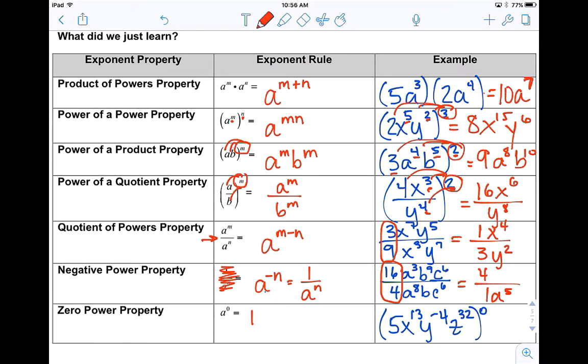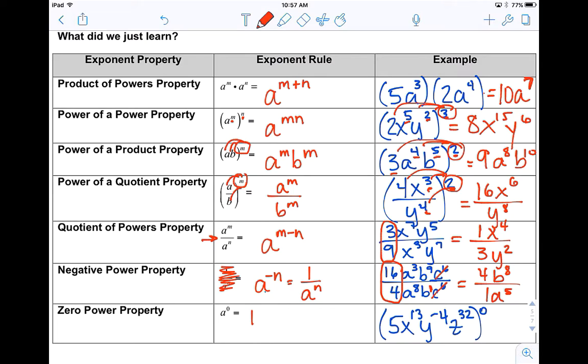Then for the b's, we have 9 minus our invisible 1 there. So 9 minus 1 gives us positive 8. And since it's positive, that variable is going to go in the numerator. So we'll have b to the 8th power in the numerator. And then lastly, for the c's, 6 minus 6 is 0. So that means we don't have any more c's left. Those two cancel out. So no c's left in our answer.